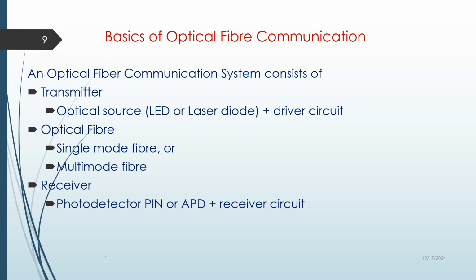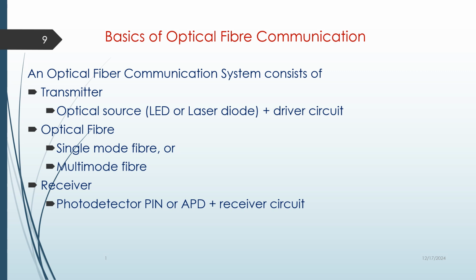So here we are having three major parts: transmitter, optical fiber and receiver. In the transmitter part, the very important component is the optical source. Generally the naturally available signals are electrical signals, and in optical communication we are going to convert the electrical signal into a light signal by means of an optical source. Majorly we can use LED and laser diode, and with the help of a driver circuit we can transmit the light signal from one part to another part.